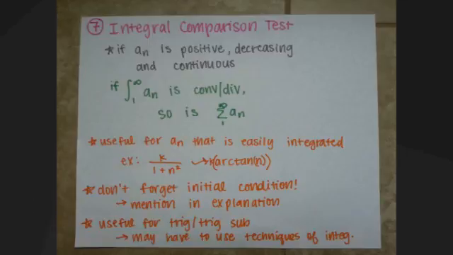Be careful though, this would be an improper integral, so make sure to write it as the limit as b goes to infinity of the integral of a sub n from 1 to b. This test is pretty useful for any a sub n that is easily integrated, or anything with trigonometry. For example, if your a sub n is a constant over 1 plus n squared, you should immediately recognize that as the inverse tangent formula.